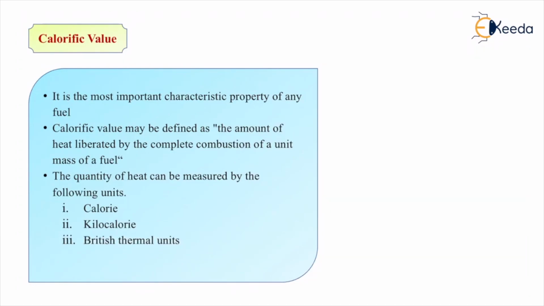The third is British thermal units. British thermal units are also a way of determining and measuring the calorific value. And the final one we have is centigrade heat units. Now centigrade heat units is nothing but the degree Celsius scale. So whenever we say it's 40 degrees Celsius, 50 degrees Celsius, 100 degrees Celsius, we are actually measuring it on the centigrade heat units.